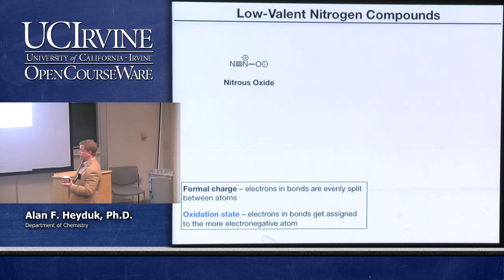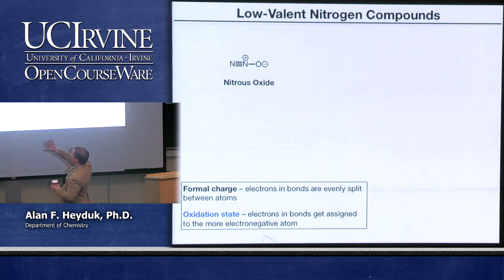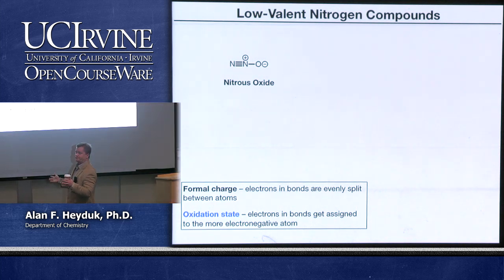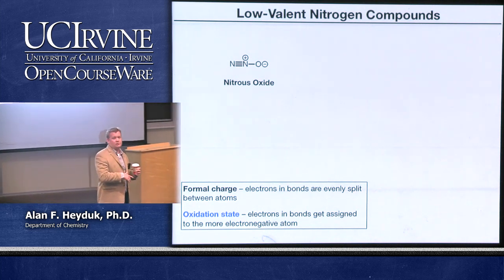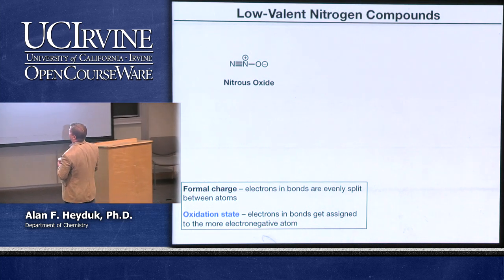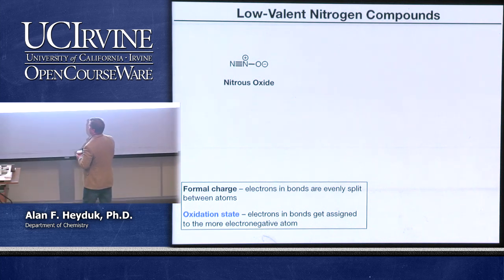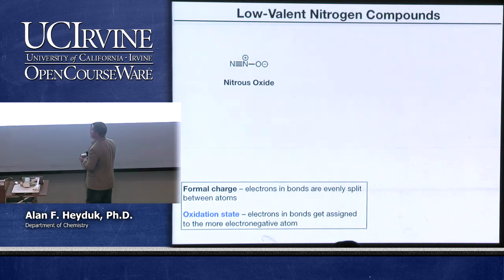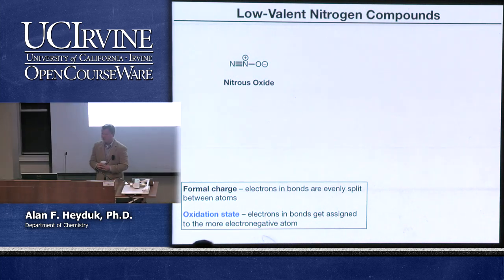When we do formal charges on atoms, we take the electrons in any bond and we split them. For a single bond between two atoms, one electron goes to the atom on the right, one electron goes to the atom on the left. It's always split. You split every bond evenly. You can contrast that with the oxidation state, where the electrons get assigned to whichever element is more electronegative.